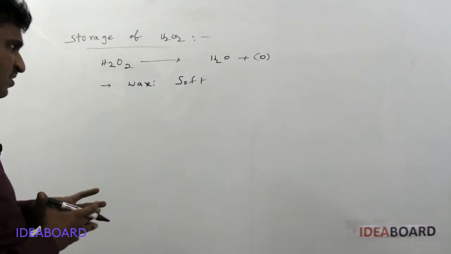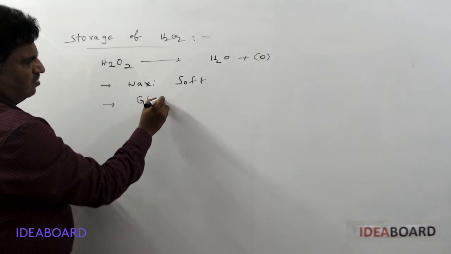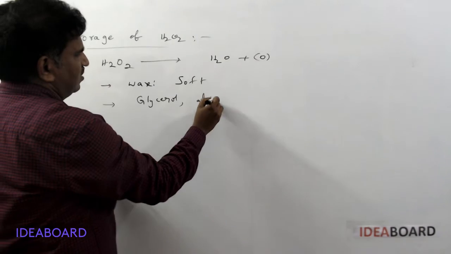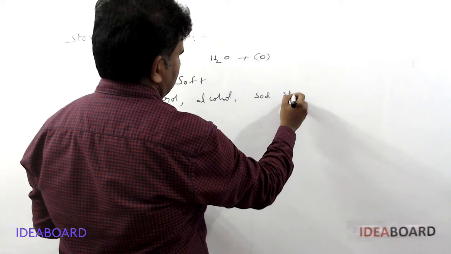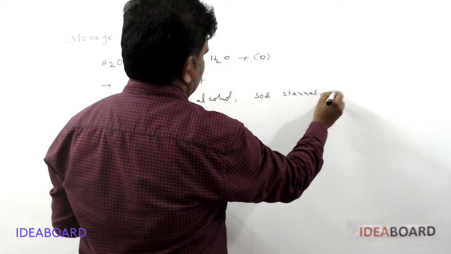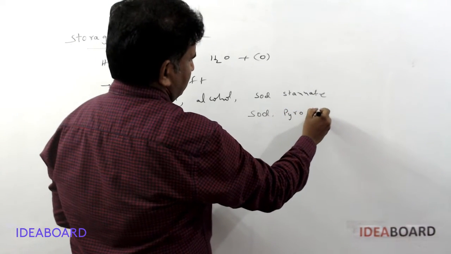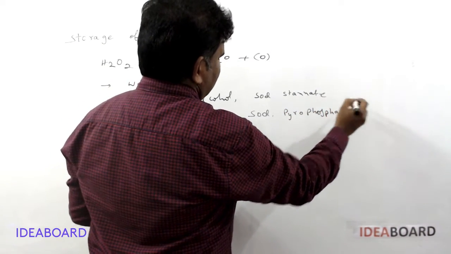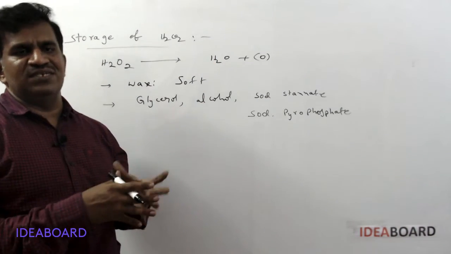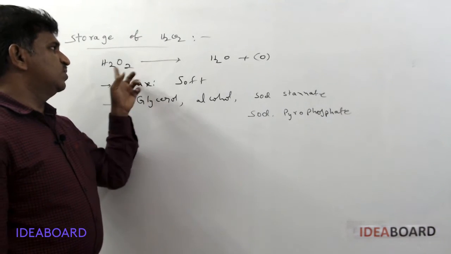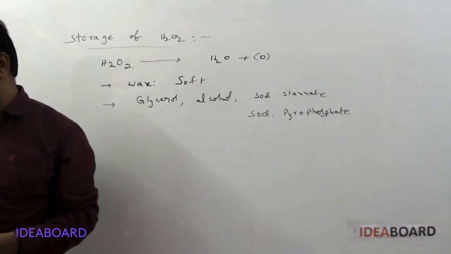Soft surface is required. Waxy bottles, and next, generally glycerol is added, or alcohol, or sodium stannate, or sodium pyrophosphate, or acetanilide, such types of stabilizers. These act as stabilizers, so they can prevent the decomposition reaction of hydrogen peroxide. That is storage of hydrogen peroxide.